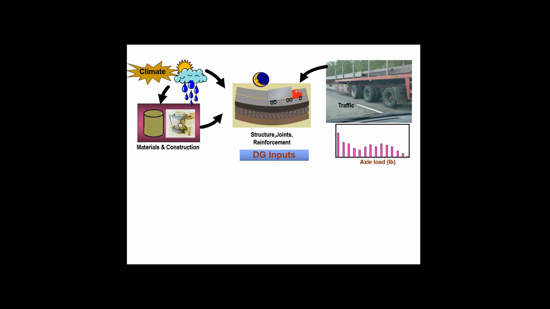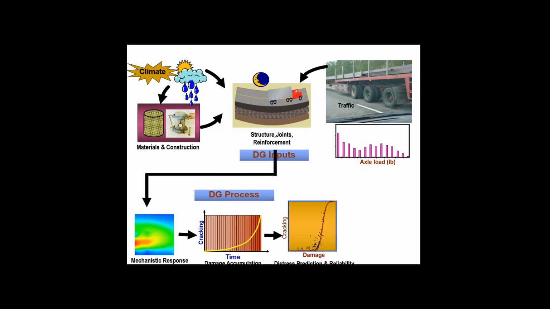But anyway, what we tried to do is put it together in components. You have a climate component, you have materials and some construction components, you have a structural component, you have the traffic loading component, and then you put all that together into a mechanistic response of stresses, strains, deformations, and then take that mechanistic response and accumulate it in some way and correlate it with field cracking, permanent deformation, punch outs, transverse low temperature cracking and other things. And that's the field correlation.